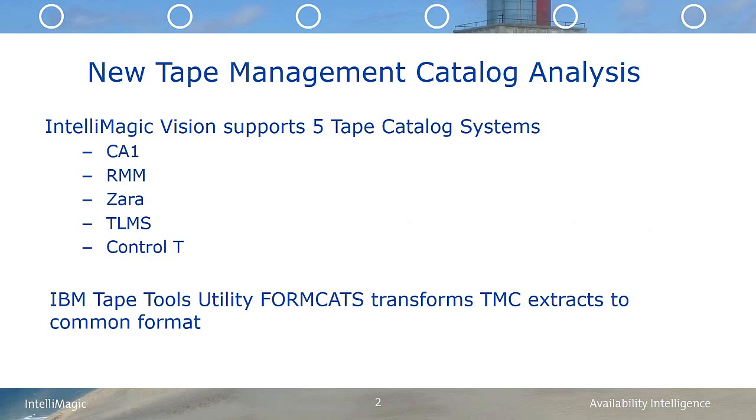IntelliMagic Vision supports 5 different tape management catalogs, so we support these 5 products: CA1, RMM, Zara, TLMS, and Control-T. We use an IBM tape tools utility called FormCats, and what FormCats does for us is it transforms the TMC extracts into a common format that we load into tables for interrogation.